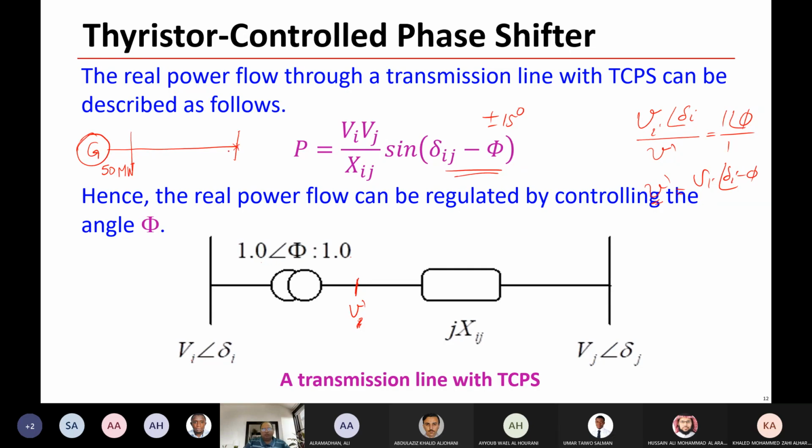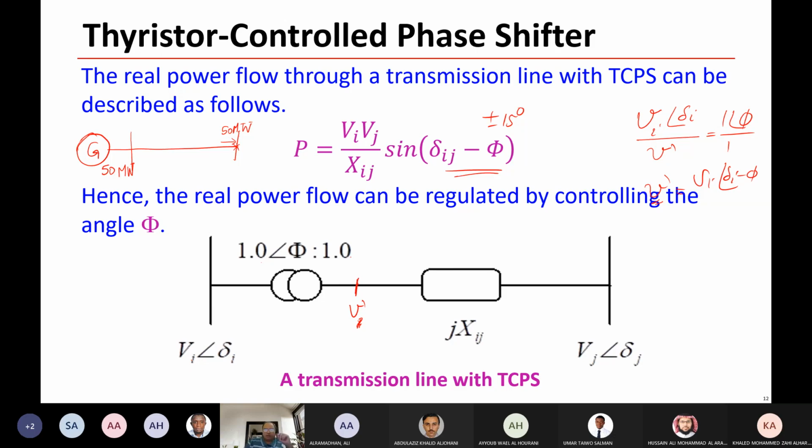Actually, these devices are not generating power. If you have 50 megawatt here, you have 50 megawatt here, with losses. Of course, assume that this line is lossless. So what you have here is 50 megawatt. Of course, they are not contributing to the real power. They are not generating the real power.